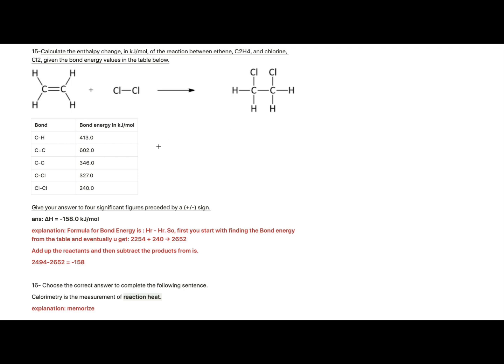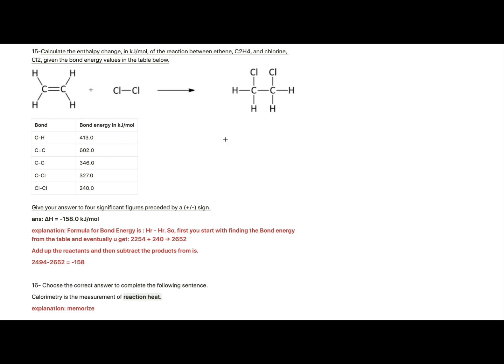Okay, so calculate the heat change in kilojoules per mole of the reaction between ethene and chlorine Cl2, given the bond energy values in the table below. Okay, so this is pretty self-explanatory.